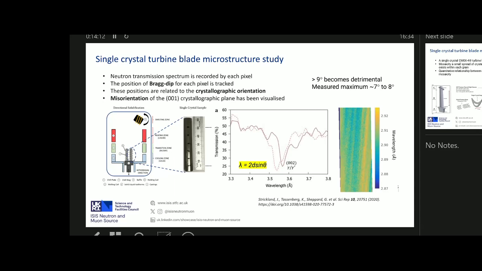So again, we can get a 2D mapping of this grain orientation, and then we can figure out the misorientation of the single crystal. In this case study, the result they measured is that the maximum misorientation is about 7 to 8 degrees, which is less than the 9 degrees.